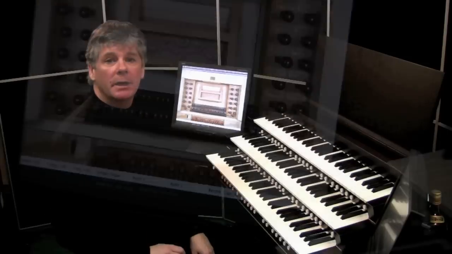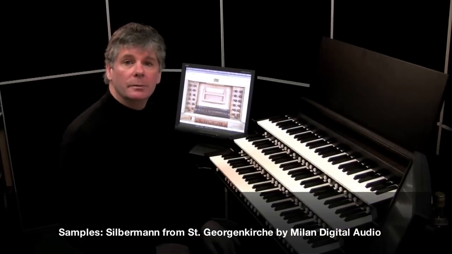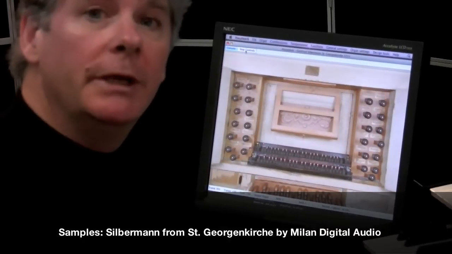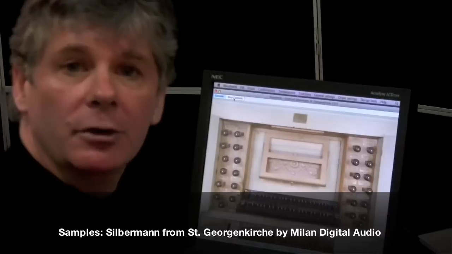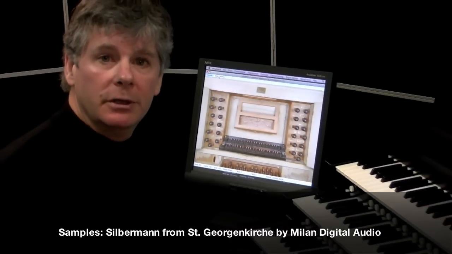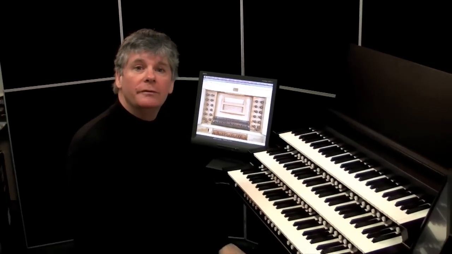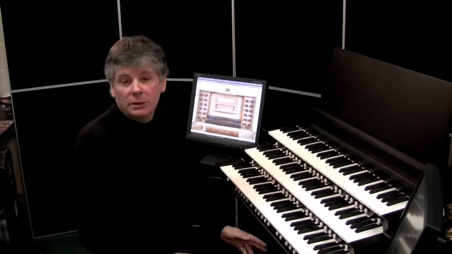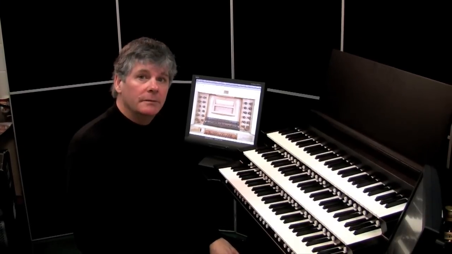Let's go further back in time. And I'd just like to play a little excerpt from a prelude in G major by J.S. Bach. But this time, I'm going to play it on an instrument built by Gottfried Silbermann in 1721. And it's in the St. Georgen Kirche, in a small village just a few kilometers outside of Leipzig. And this is an instrument that very likely Bach himself would have played.